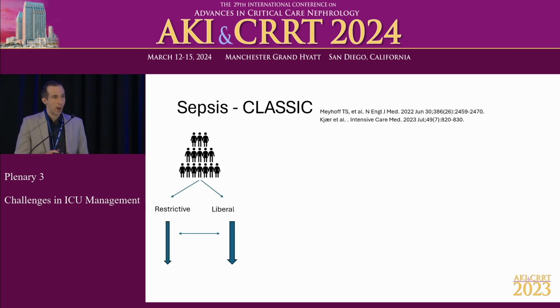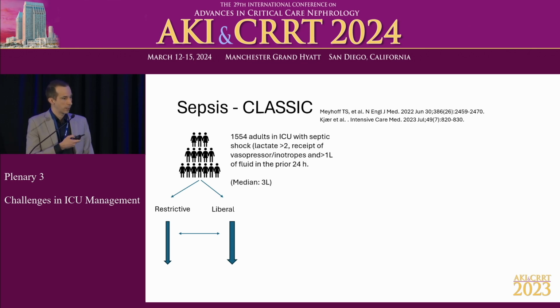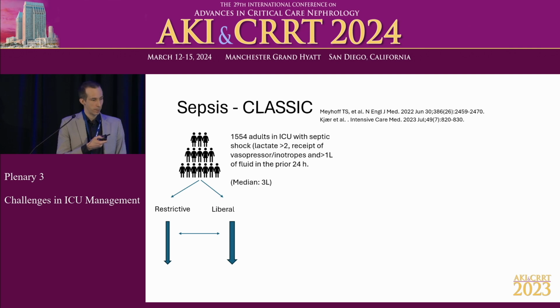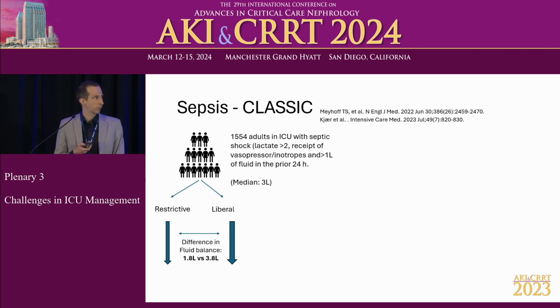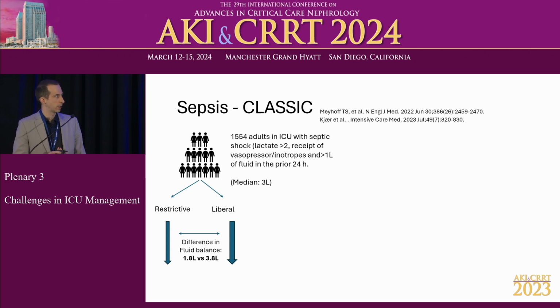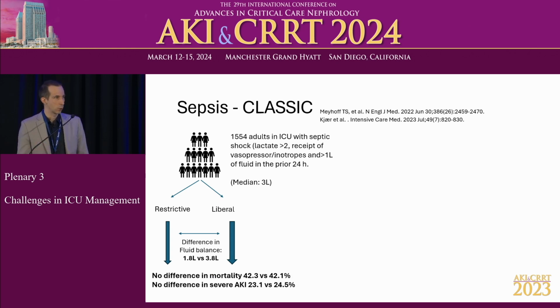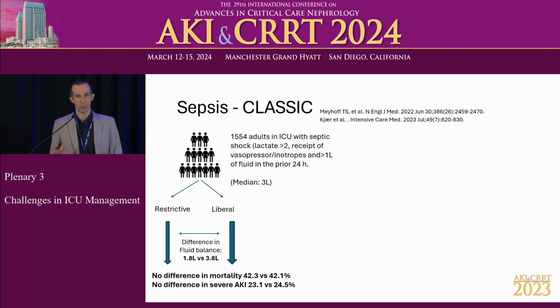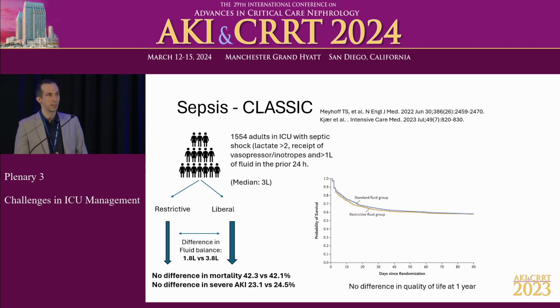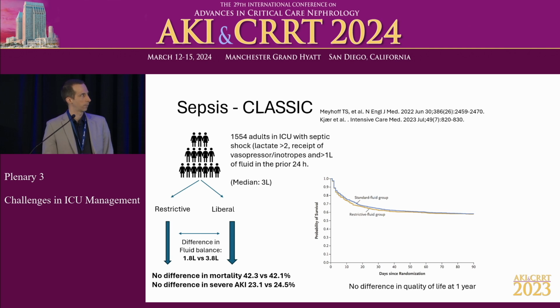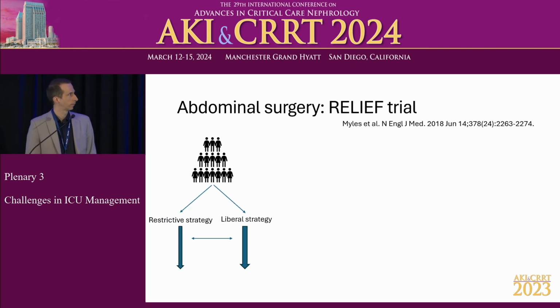After that, the CLASSIC trial, which happened a little bit later during sepsis, was a trial of ICU patients after initial resuscitation, where both arms received about 3 liters of resuscitation fluids. And after that, there was a significant difference in fluid balance, but there was no difference in mortality and no difference in severe AKI. And there was also no difference in quality of life in a further publication last year.